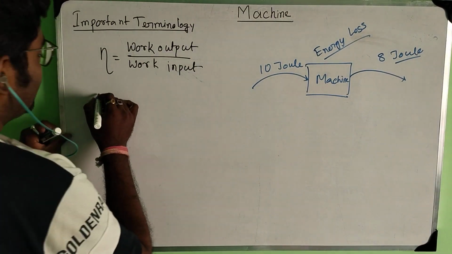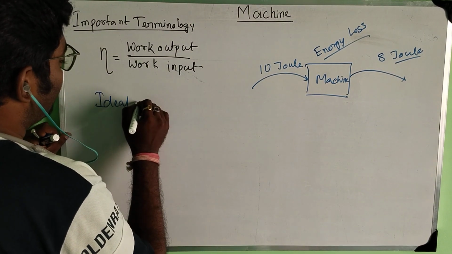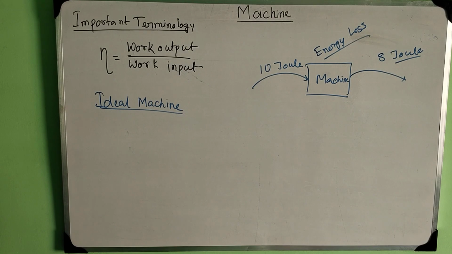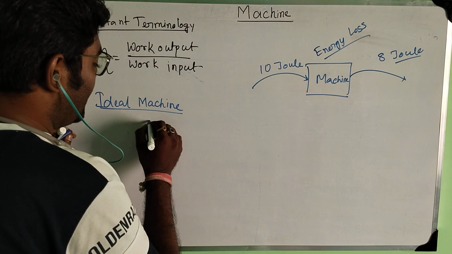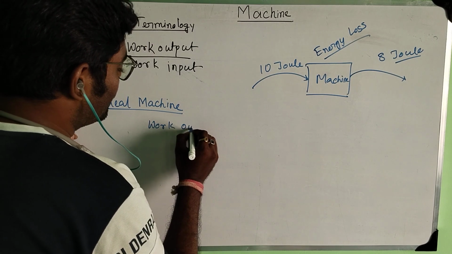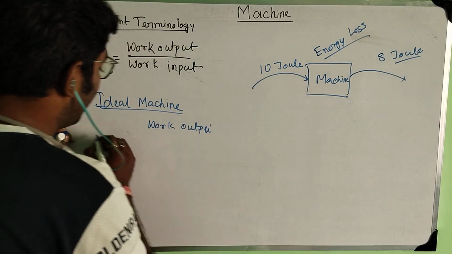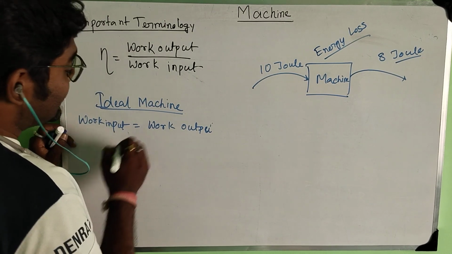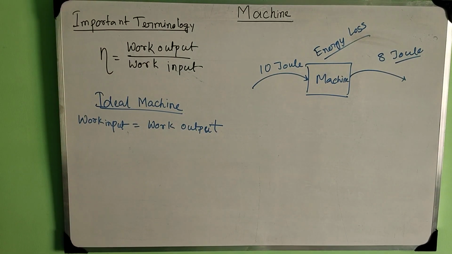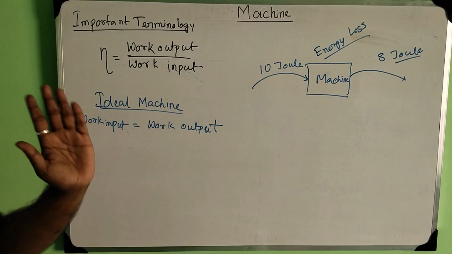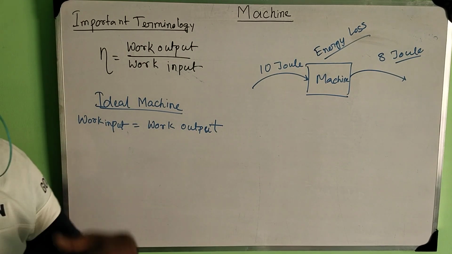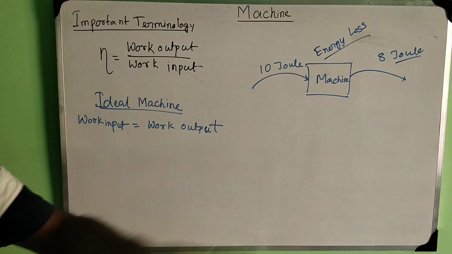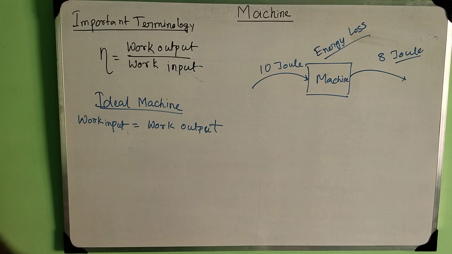Okay, so in case of an ideal machine, meaning exactly the ideal thing, the work input is exactly equal to the work output. So for an ideal machine only, the amount of work that we are providing to the machine will be done by the machine to overcome the load. That means work input is equal to work output. This will happen in case of an ideal machine.